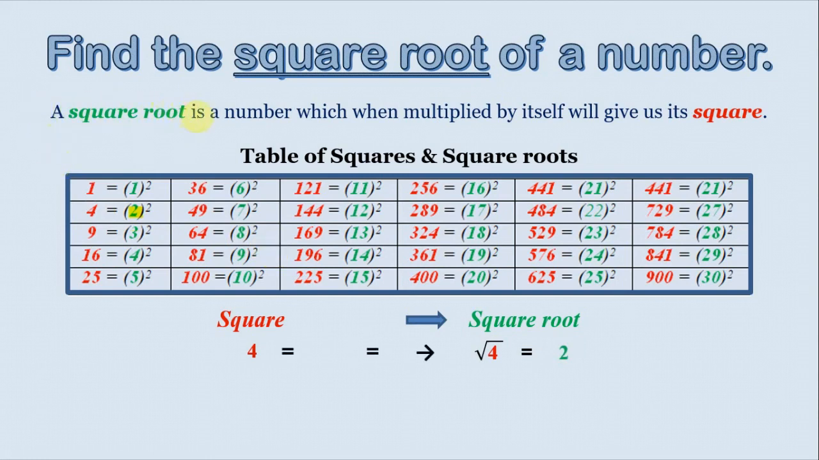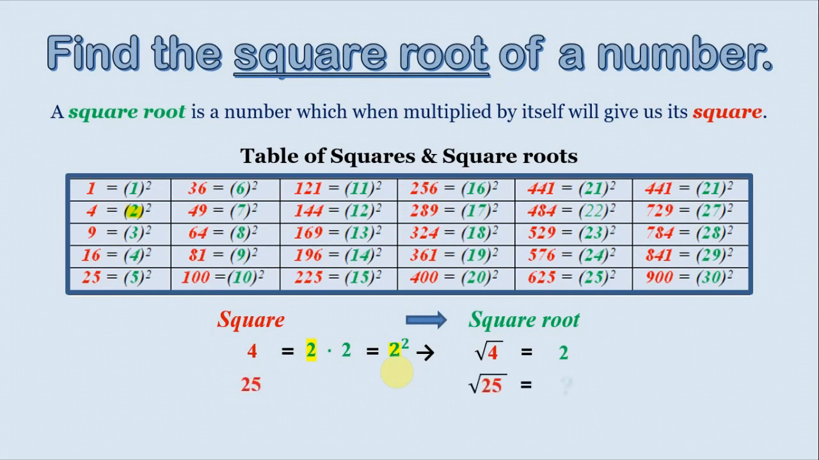A square root is a number which, when multiplied by itself, like 2 times 2, will result to its original square, which is 4. A square can also be written as its square root 2 raised to the 2nd power.